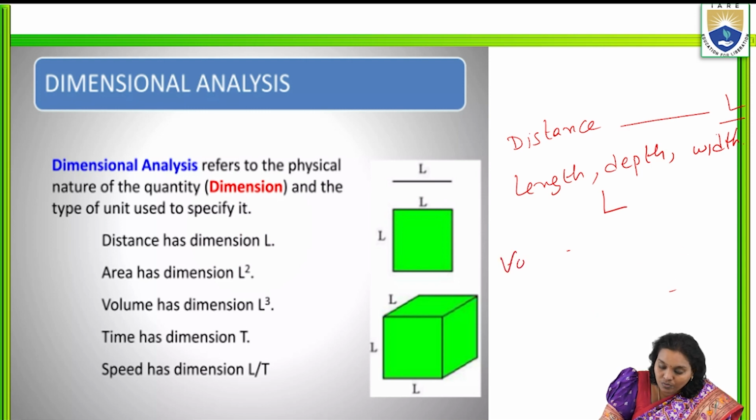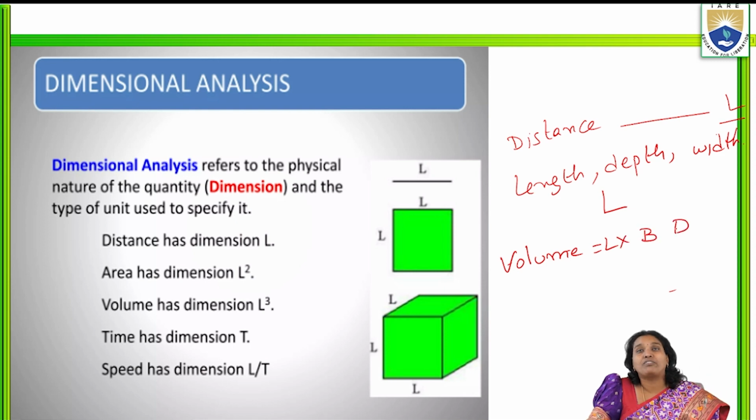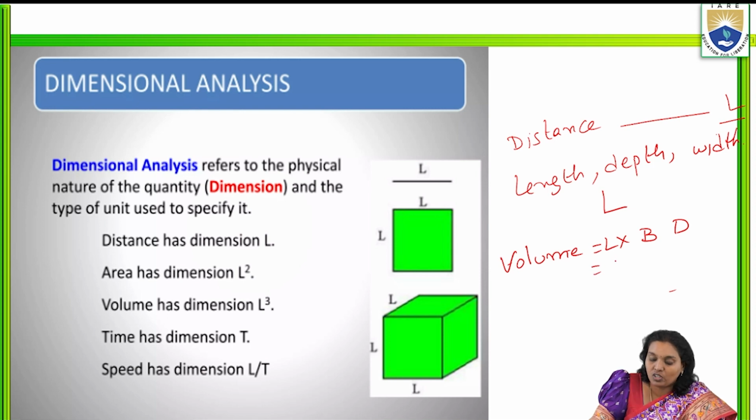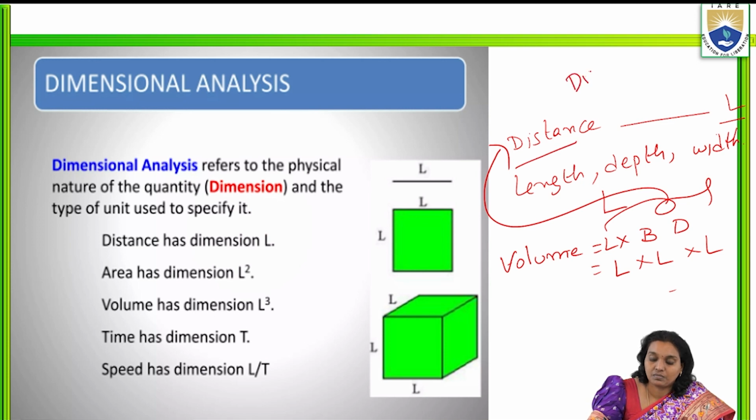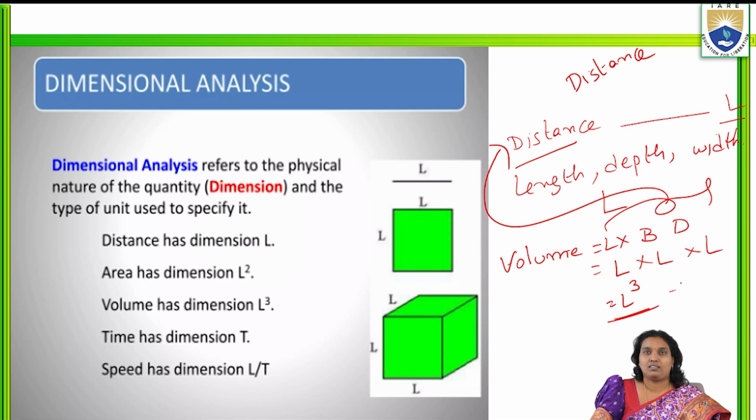Coming to volume, it is also length into breadth into depth. In terms of dimensional analysis, length is in terms of L, breadth is in terms of L, and depth is also in terms of L, because all these three come under distance. So this is equal to L cube. This is the dimension of volume.